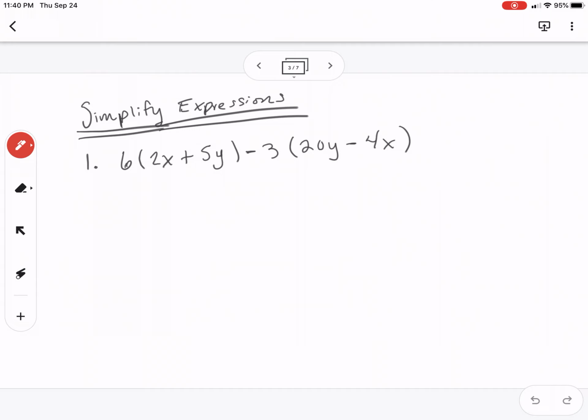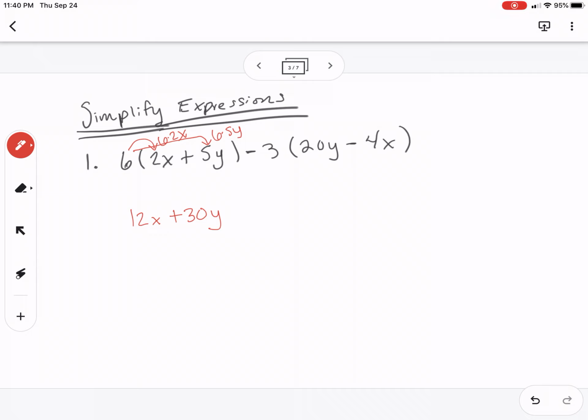The next topic we're going to cover is simplifying expressions. Simplify means to make smaller. We're going to do this by distributing and combining like terms. So here, we're going to start with 6 times 2x, that's a 12x. And then 6 times 5y is positive 30y.